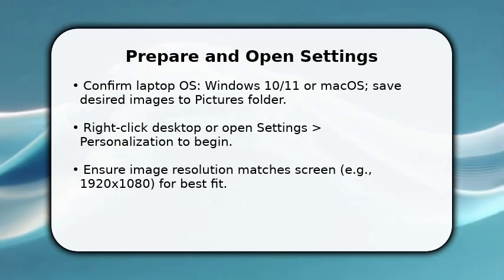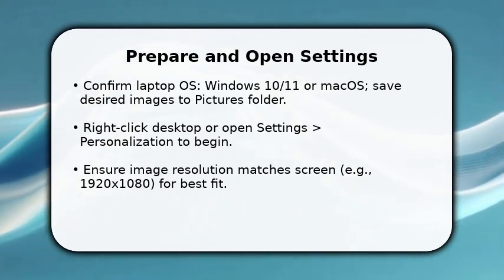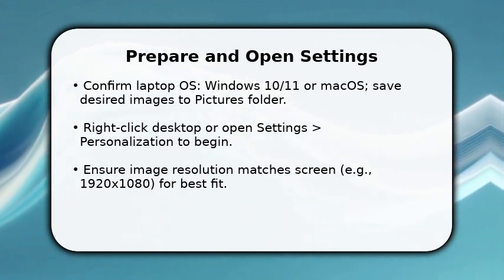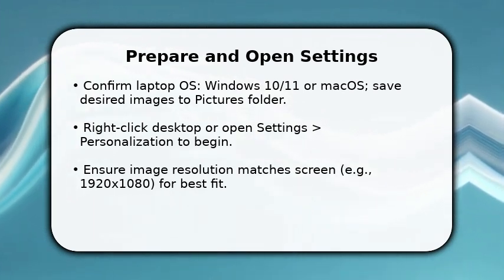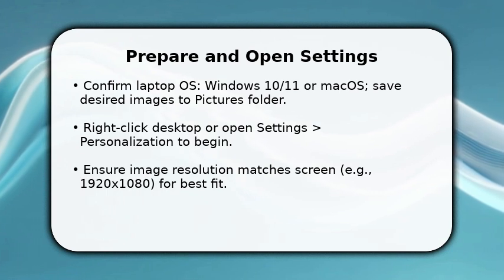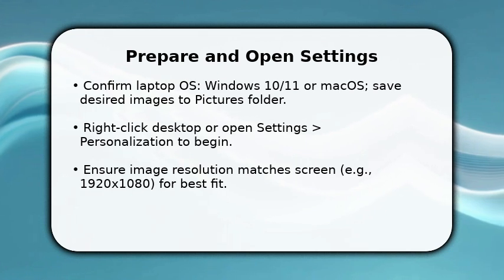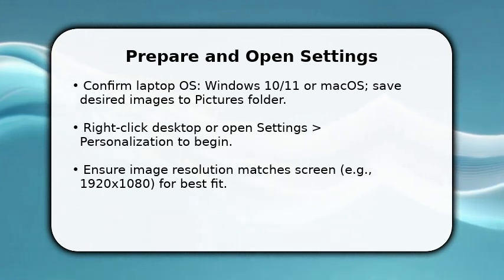You're starting now. Locate the image you want and save it in Pictures. On Windows, right-click the desktop and choose Personalize or Open Settings Personalization. On Mac OS, open System Preferences Desktop and Screensaver. Once done, make sure you're in the background or desktop pane so you can see preview thumbnails.